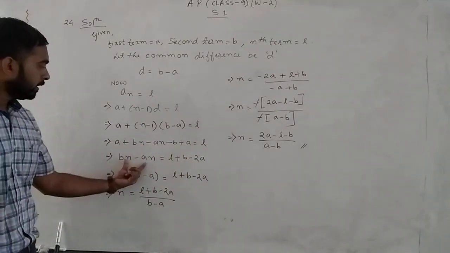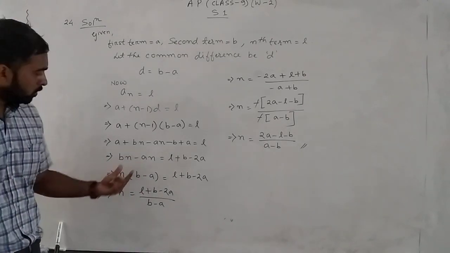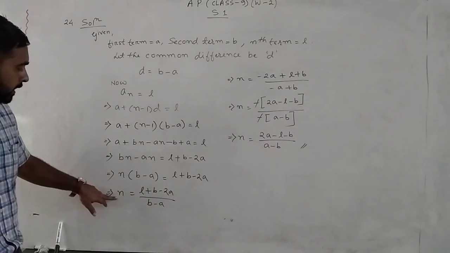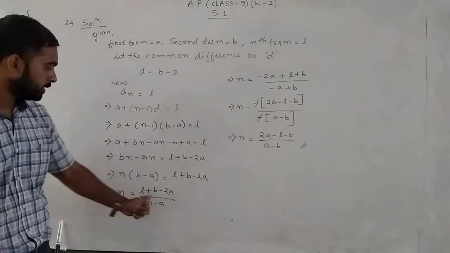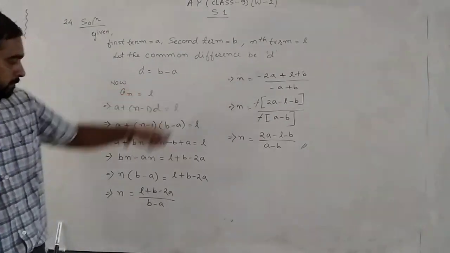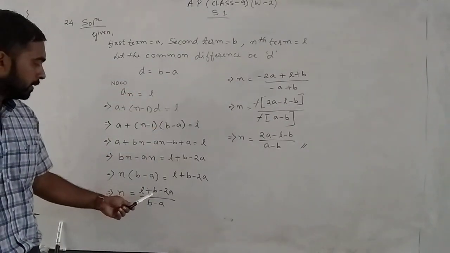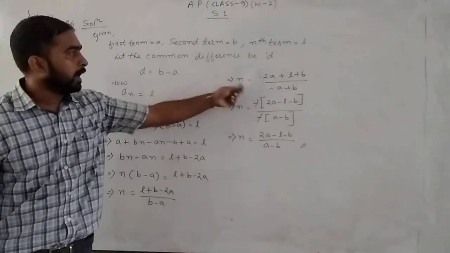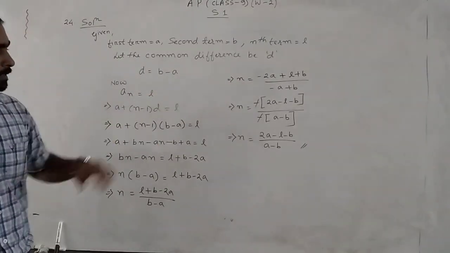Then here n common, B minus A equals L plus B minus twice A. So n equals L plus B minus twice A by B minus A. And then I just change the places: minus twice A plus L plus B by minus A plus B. Then in numerator and denominator, minus common. So that is the answer.